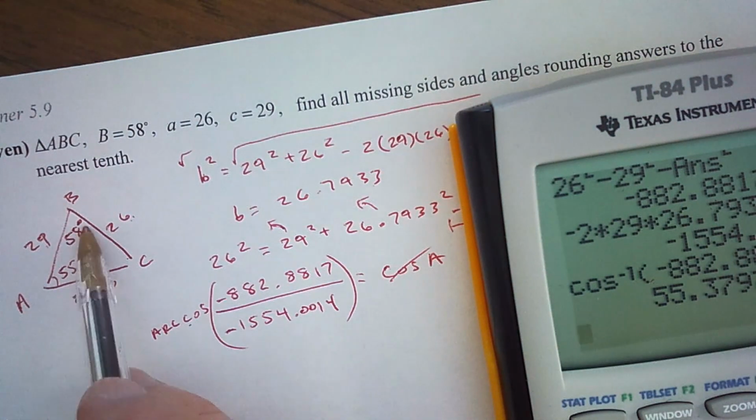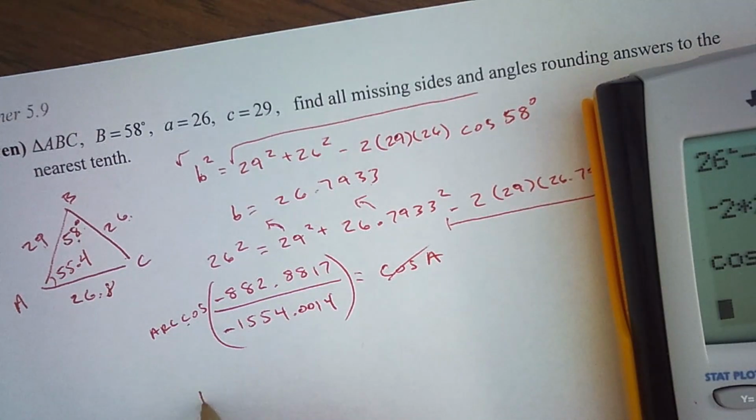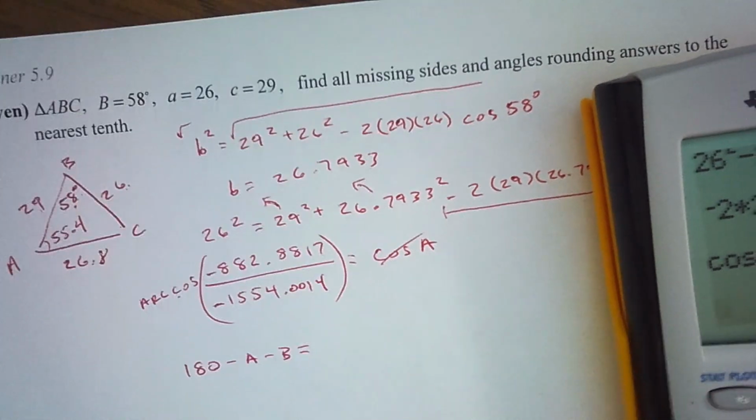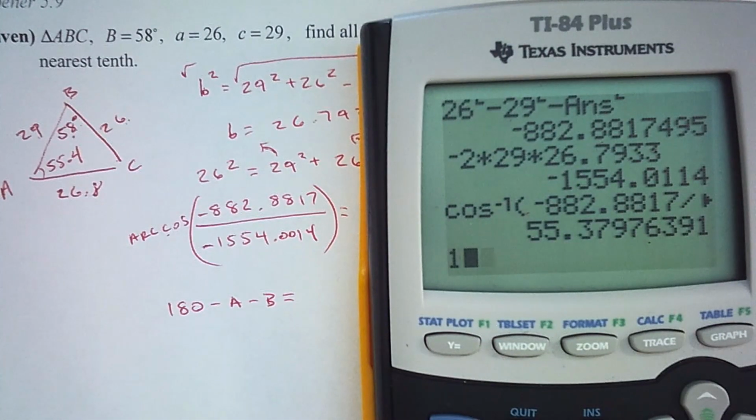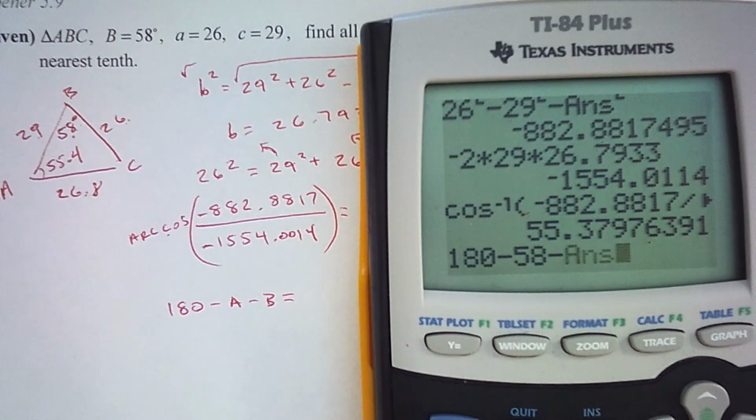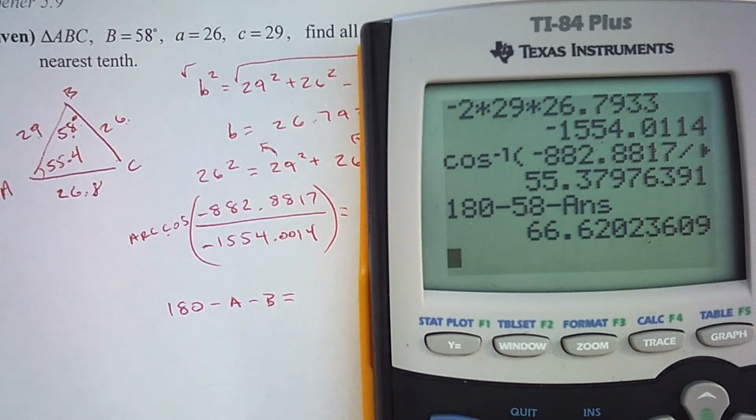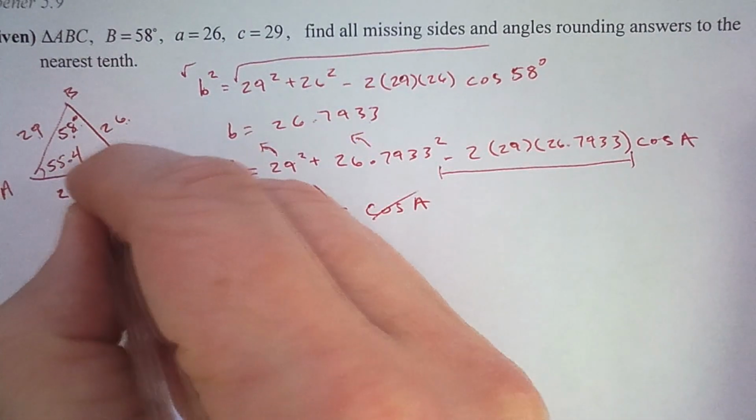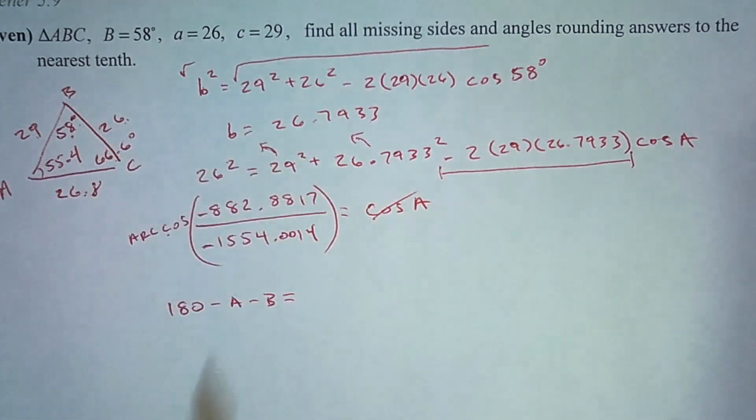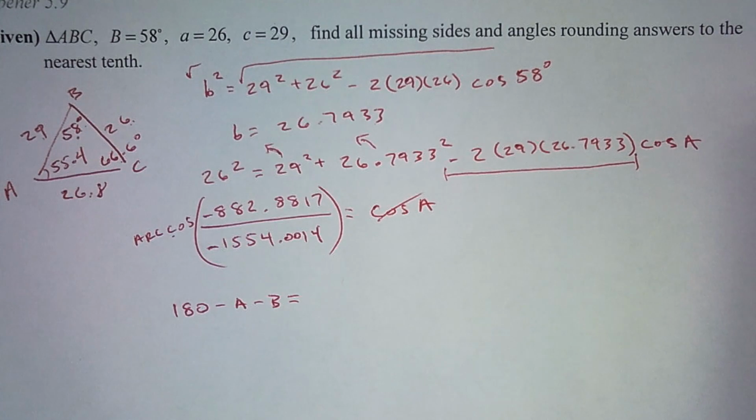Okay, now if I subtract these two angles from 180, I'll get angle C. So that's 180 minus angle A minus angle B. So that's 180 minus 58 and minus this answer right here, second answer. And I get 66.6 degrees. And now I have all three side lengths and all three angle measures, so I have finished solving this triangle.